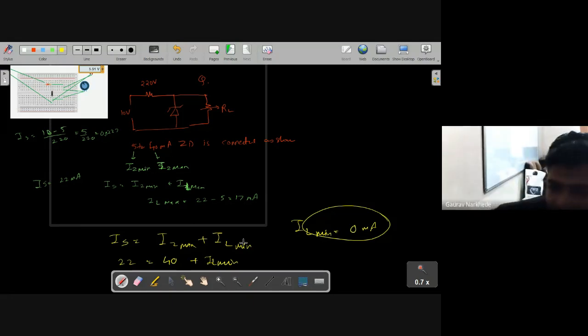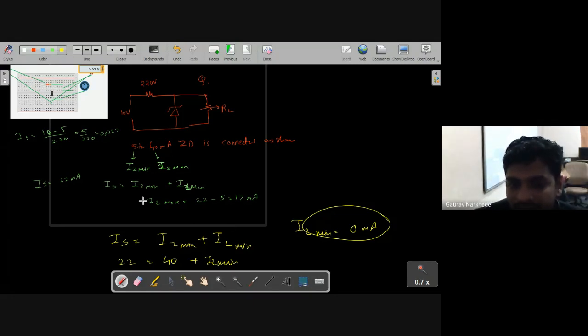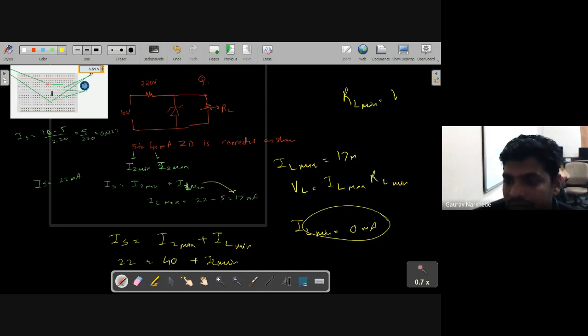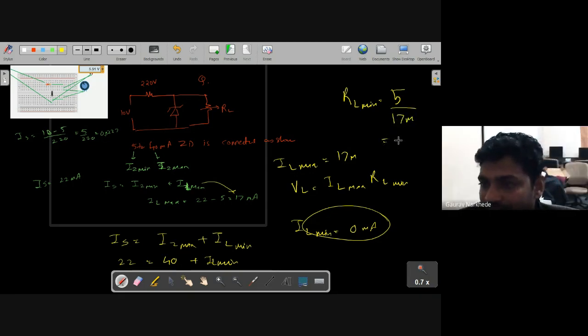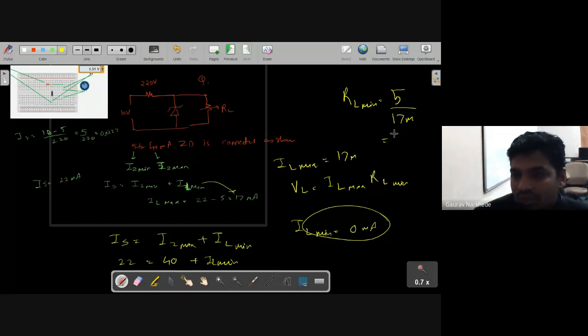So this means that what have we got? What is this? IL maximum. So IL max is what? 17 milliampere. RL minimum is VL divided by IL max, which is 5 divided by 17 milliampere. How much will it be? 5 divided by 17, and the milli goes up to kilo. How much will RL minimum be?